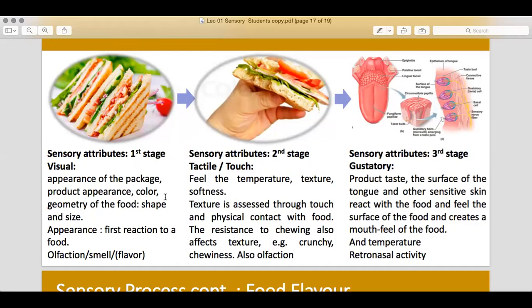Appearance of the package, product appearance, color, geometry, shape, everything you can determine by using the image. First reaction, appearance, and odor and smell also you can determine. Right. And how to consume it.